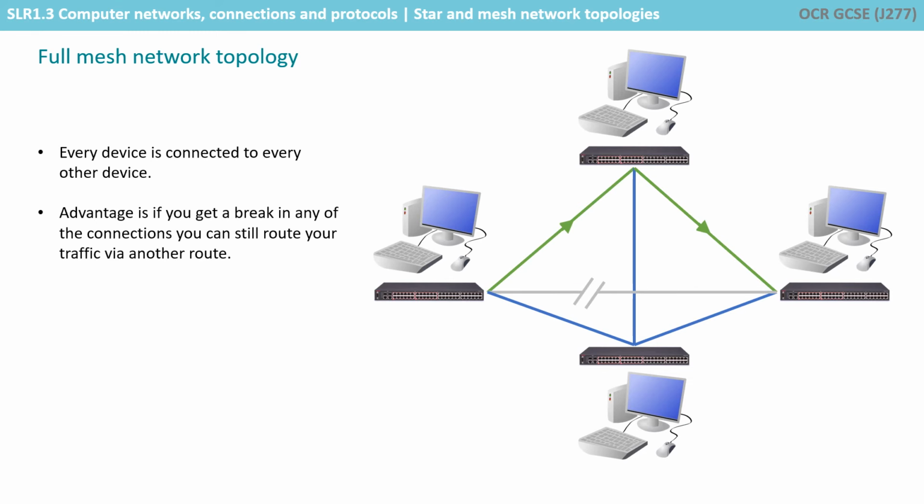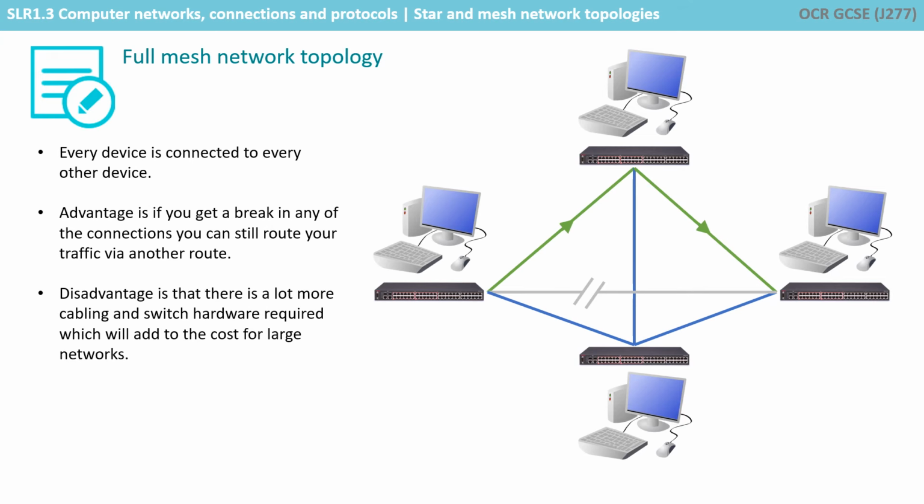So one of the clear advantages with the full mesh network topology is if you get a break in any of the connections, you now haven't got a problem because you can route your traffic via an alternative route. In this scenario, however, one of the disadvantages of the full mesh network topology is there's a lot more cabling and switches which are required, and this can be expensive and impractical for a large network.